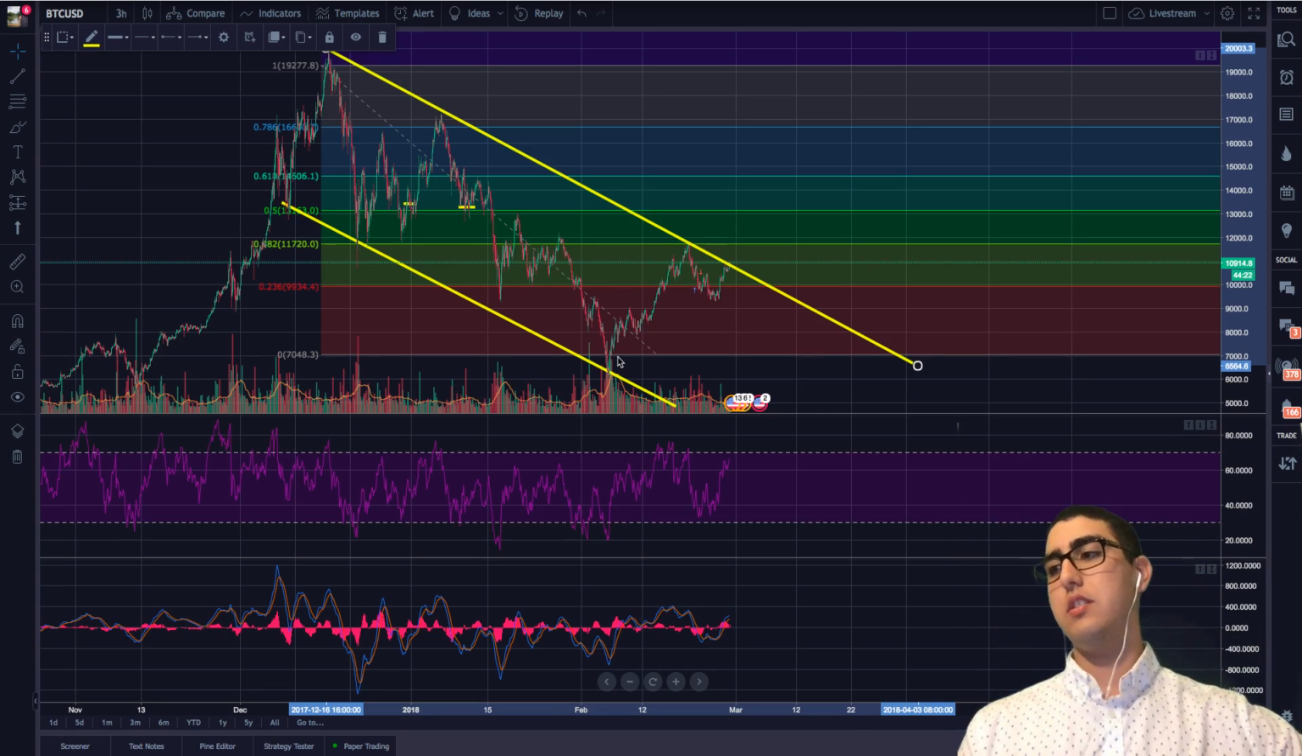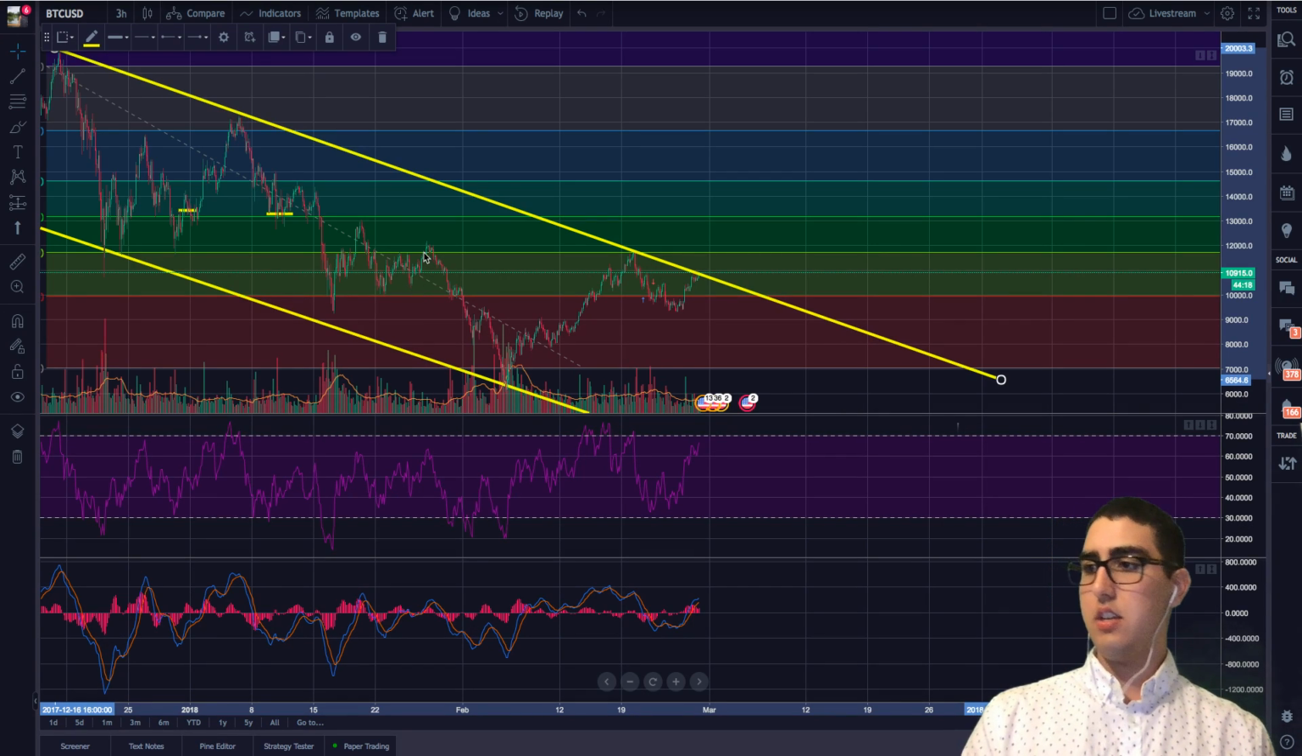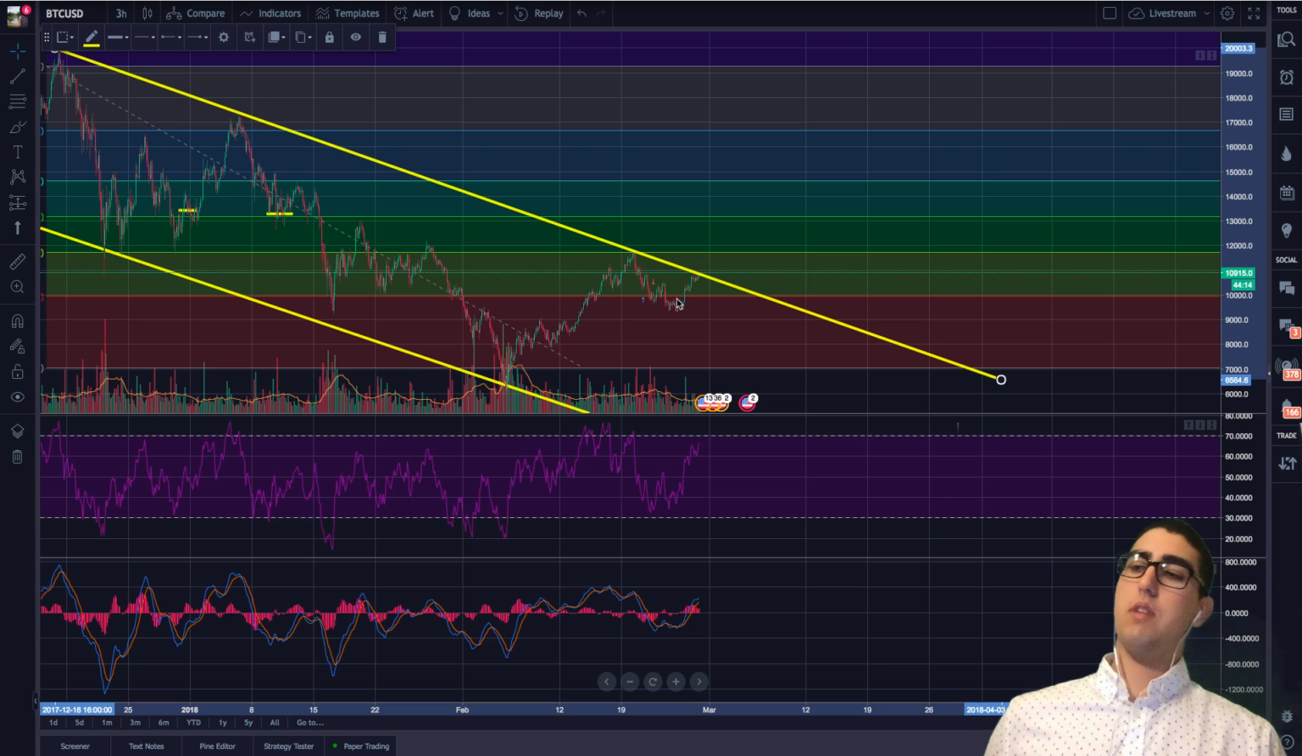Somebody says, "Is this inverse going to play out?" I wouldn't even call this an inverse. I'd call this a cup and handle. You can see we've got a breakout here. You've got the cup formed. You've got the handle formed. If this plays out correctly, I would consider this more of a cup and handle, just in my opinion.